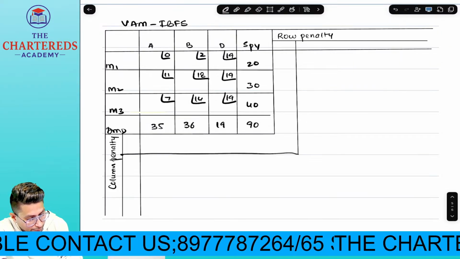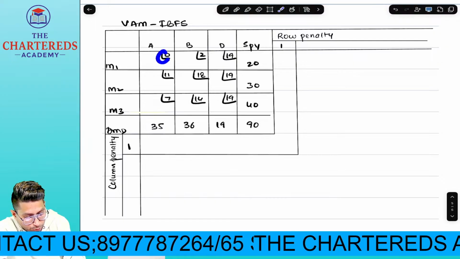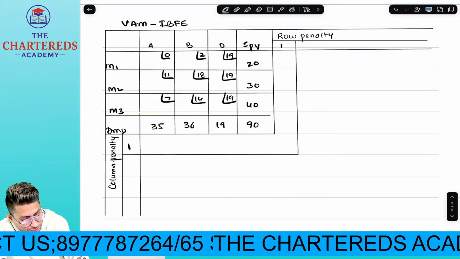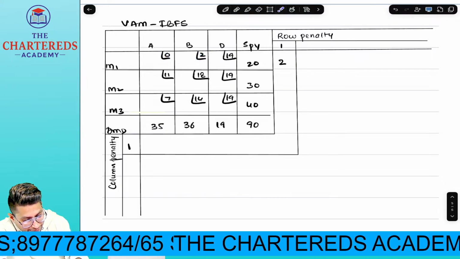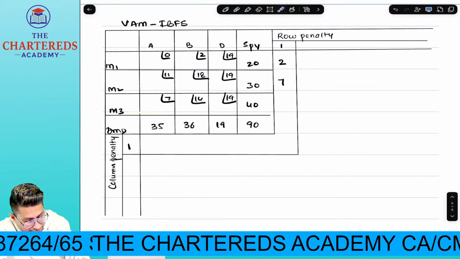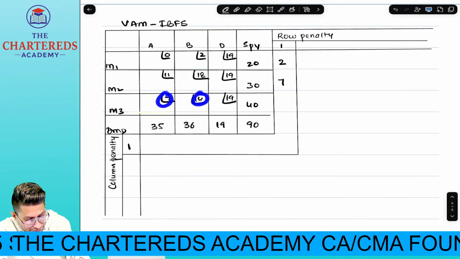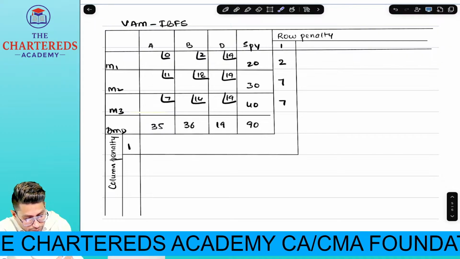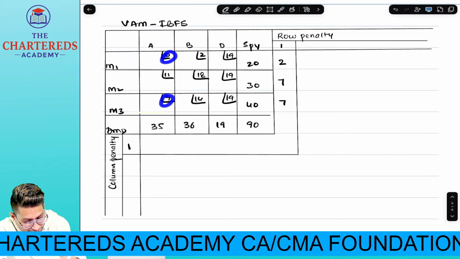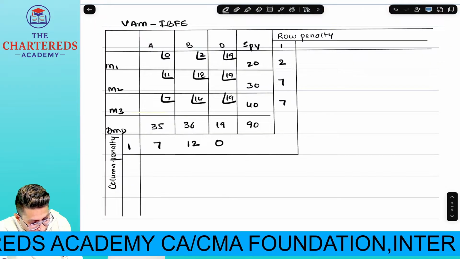Now penalty number 1. Now 0 and 2 difference is 2. Then 11 and 18 difference is 7. Then 7 and 14 difference is 7. Then 0 and 7 difference is 7. 2 and 14 difference is 12. Here it will be 0.